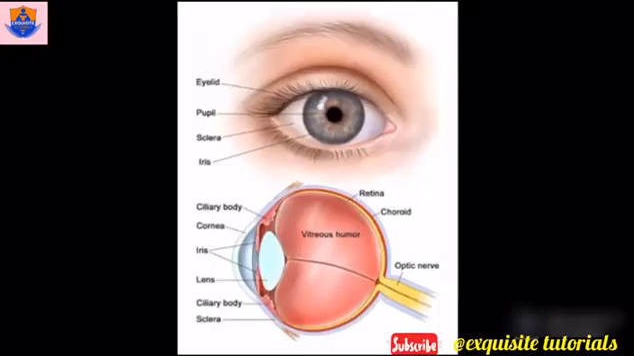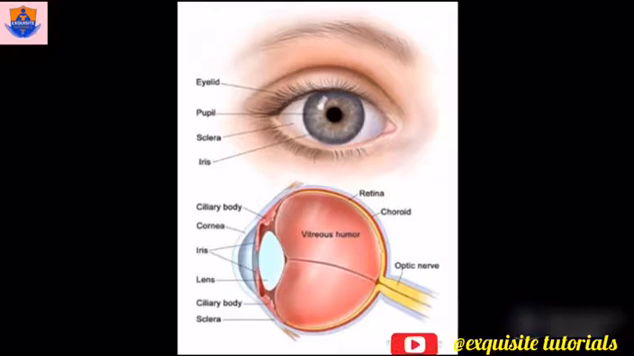Let's check another sense organ called the eyes. We know the eye is an organ of sight. It has a movable upper and lower eyelid protecting its surface. The eye has a tear gland that lubricates it. The tear gland is called the lacrimal gland.